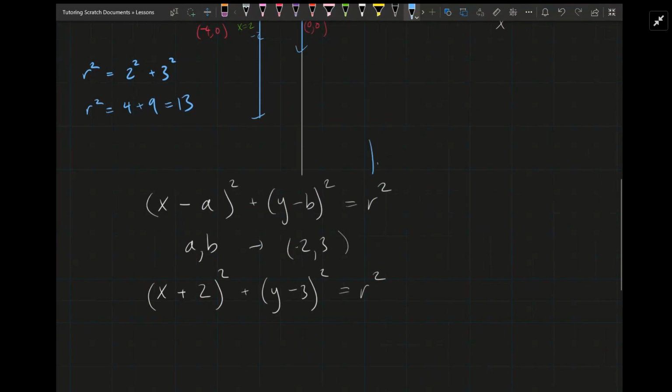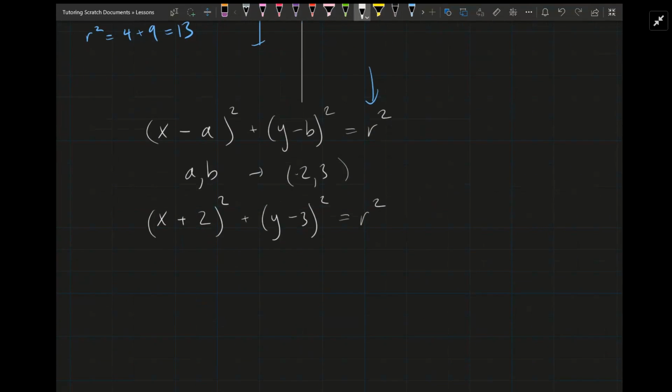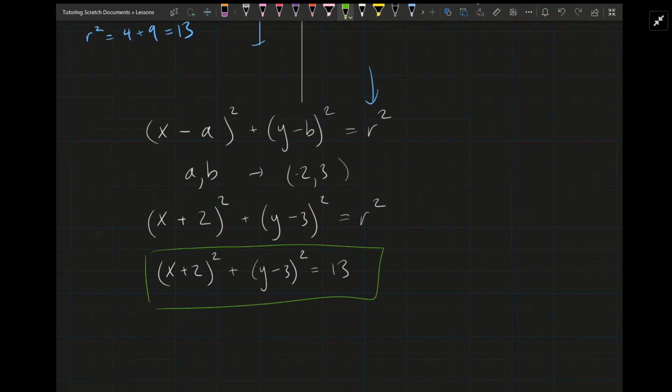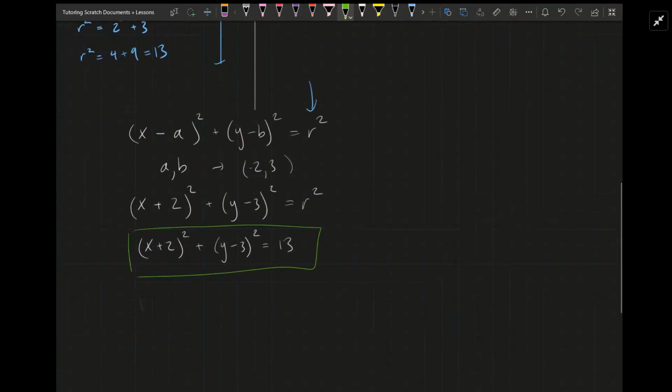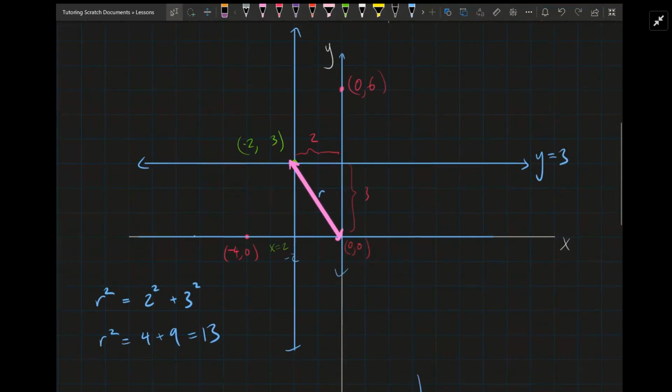So all we have to do now is plug that in for r squared, and we get x plus 2 squared plus y minus 3 squared is equal to 13. And if I haven't made any mistakes, then that's exactly what you got before, right? Yeah. So that's how I would do it. That's the geometric way to do it.